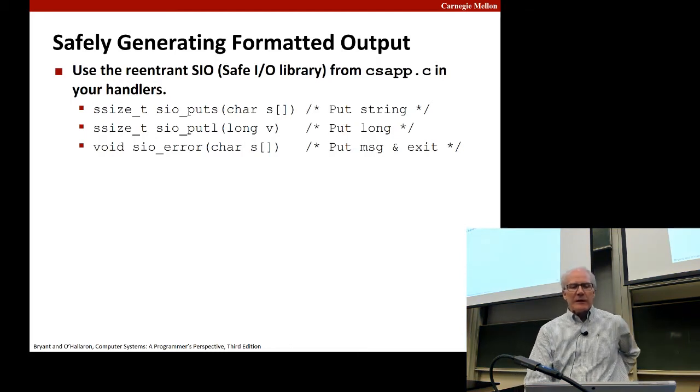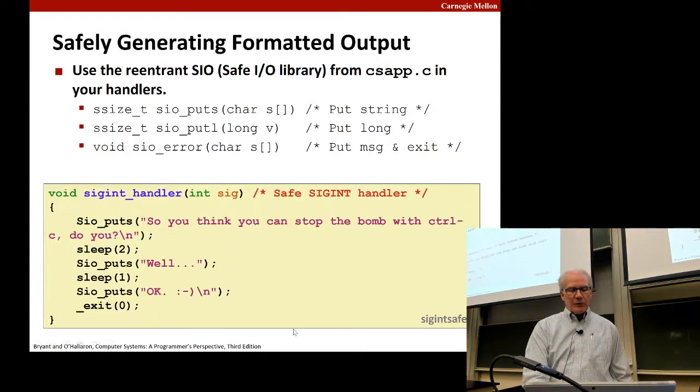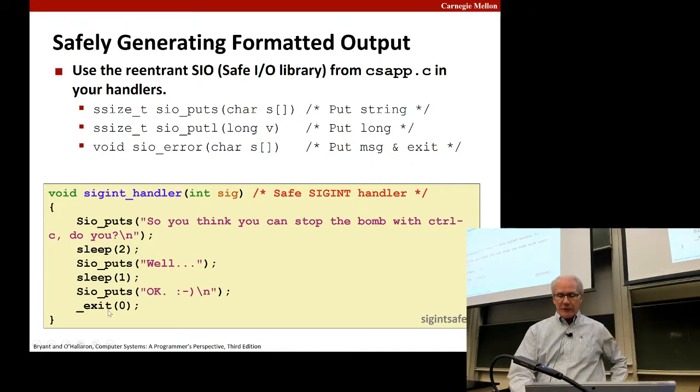So in the book, they give a very small library of output functions to replace printf that can print a string, a long, or some error message. And so the proper way to implement this signal handler I showed you for the bomb is to use these special versions of print routines that don't call printf. And also, it turns out you're not supposed to call the regular exit function. You're supposed to call one called _exit. Don't ask me why. I don't know that one.